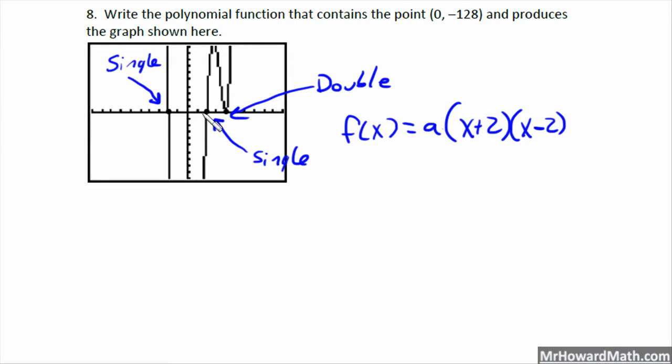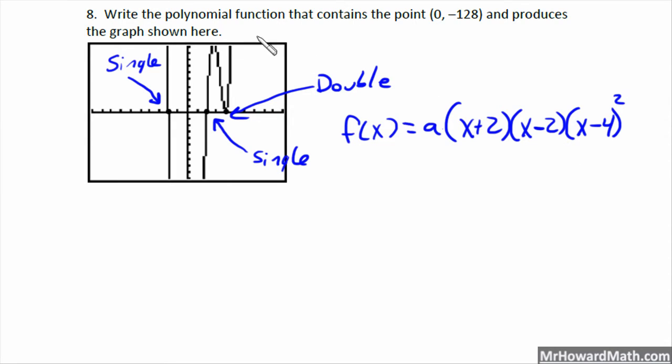x minus 2. We have a double at 1, 2, 3, 4, so a double at positive 4 gives me a factor of x minus 4 quantity squared. I know it's a double root because it's bouncing off of the x-axis there. It's a double root, so I'll raise it to the second power.